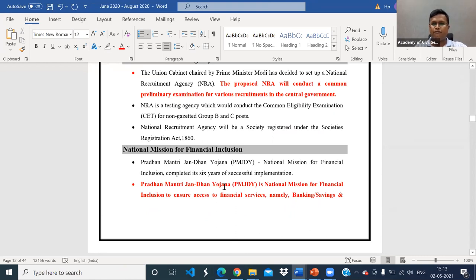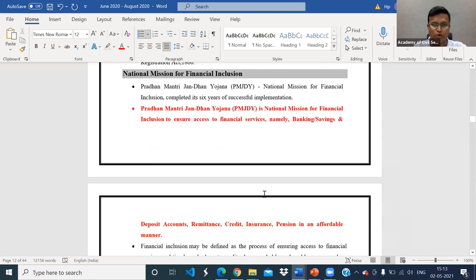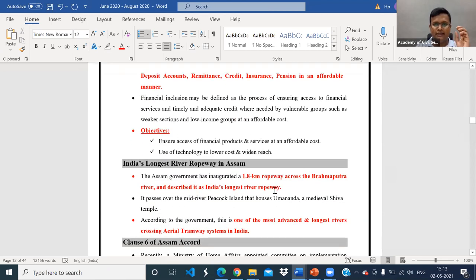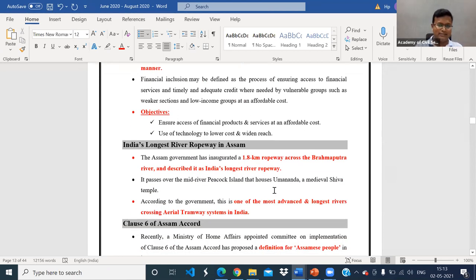National Mission for Financial Inclusion. This is nothing new, whatever we discussed, because of the Prime Minister Jan Dhan Yojana, we discussed giving a bank account to everybody. Another name of the Jan Dhan Yojana is National Mission for Financial Inclusion. Why was it in the news? It completed 6 years of the program. Then you know everything regarding the Prime Minister Jan Dhan Yojana. We have discussed that in the class and we have included that in the study material and the PPT of our classes also. India's longest river ropeway is in Assam.